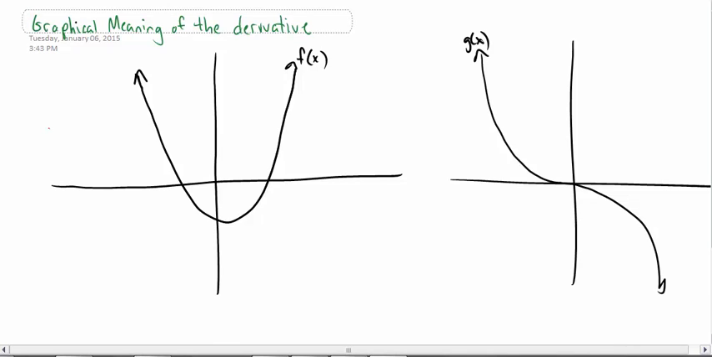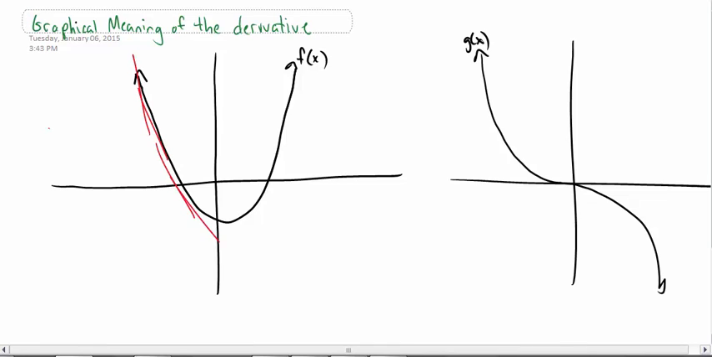Welcome back to Calculus, and we are going to explore what a derivative means with regards to a graph. So I have two graphs here, f of x on the left, g of x on the right. Let's look at what the derivative means. The derivative is the slope of the tangent at any given point. So let's draw in a bunch of tangents here.